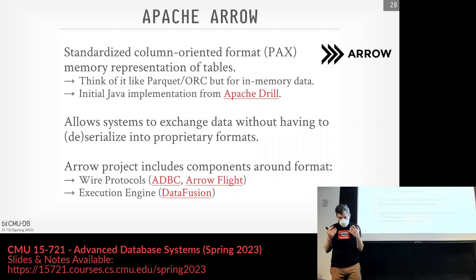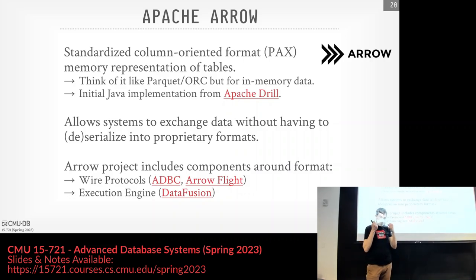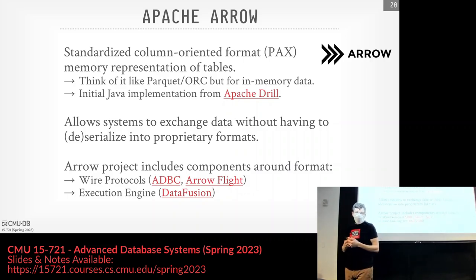I'm not going to go into too much detail of what it actually is, but in the same way that we talked about before with Parquet and ORC being these open source file formats that a bunch of different data systems now can support to allow you to easily reuse data generated from one system in another without having to convert it to their proprietary format. The Arrow movement is basically the same thing, but for network transfers, right? There's a standard columnar format for in-memory data, and if your system can support this, you can ingest it or share it with other systems.